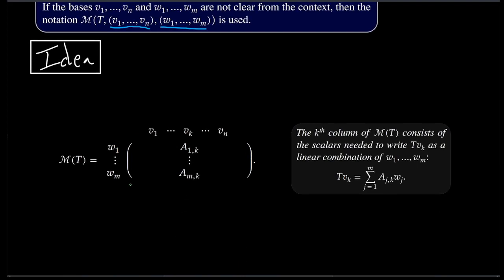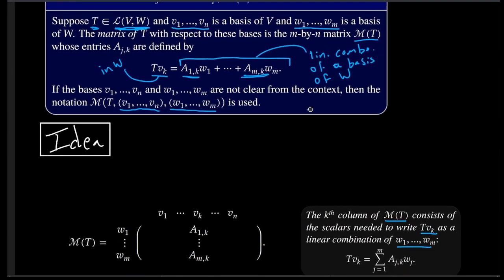If you look at the matrix of a linear map T with respect to the basis v_1 through v_n for V and w_1 through w_m for W, then the idea is that the kth column of the matrix of T is the scalars needed to write T v_k as a linear combination of those w's.